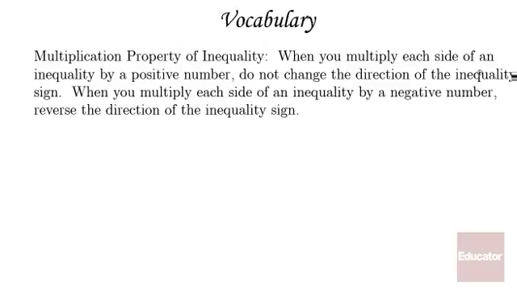When you multiply each side of an inequality by a positive number, do not change the direction of the inequality sign. However, when you multiply each side of an inequality by a negative number, reverse the direction of the inequality sign. So for example, if I had x over negative 5 is greater than 2, when I multiply both sides by a negative 5, which is the inverse of dividing, I must reverse my inequality sign to keep the value true.